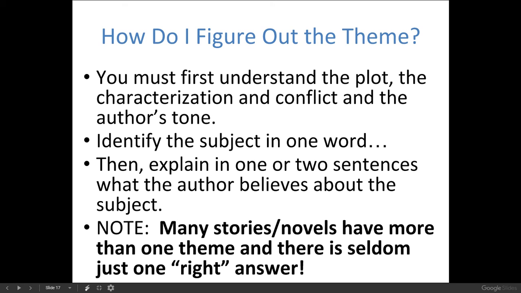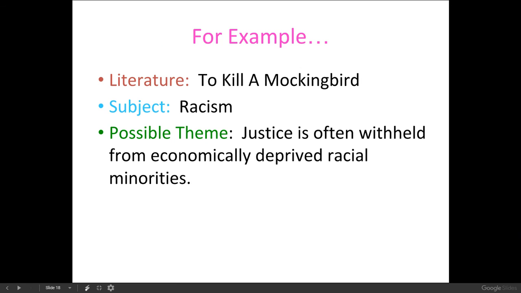Many stories and novels have more than one theme, and there is seldom just one right answer. For example, in the novel To Kill a Mockingbird, the entire subject is about racism. So a possible theme might be: justice is often withheld from economically deprived racial minorities. So, talking about racial injustice.